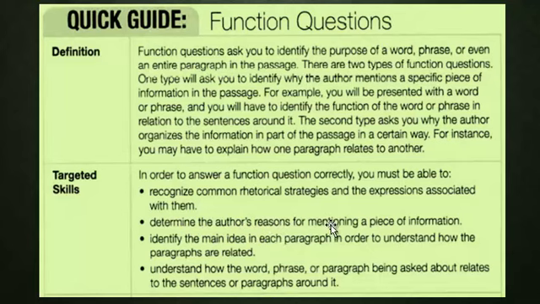Determine the author's reason for mentioning a piece of information. You should understand the reason the author mentioned a piece of information: why, what is the reason? Why did the author mention it here? Third, identify the main idea in each paragraph in order to understand how the paragraphs are related. Each paragraph has its own main idea. Read the first sentence or the second sentence of each paragraph in order to understand how they are related, how these paragraphs are connected with each other, which we call interrelated.